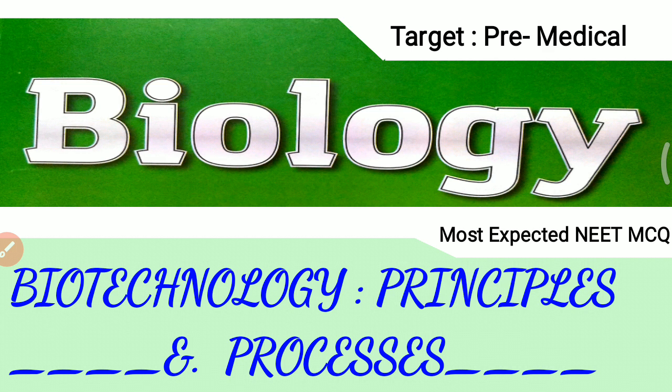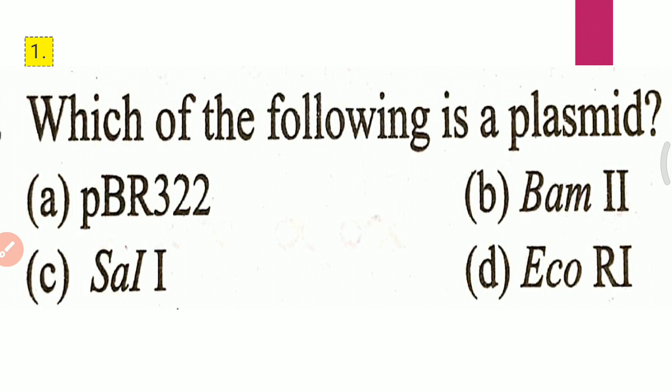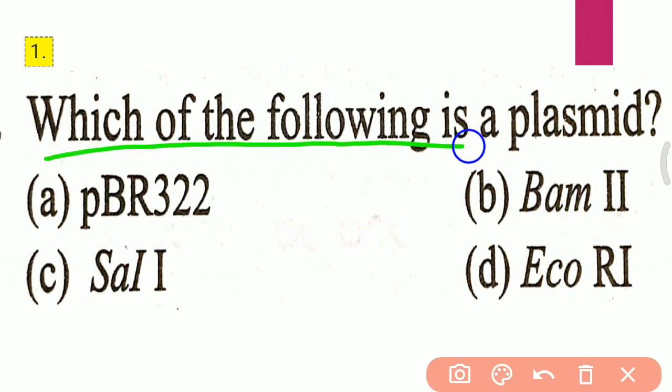So here we start our video with the first question. Question 1. Which of the following is a plasmid? A. PBR322, B. BEM second, C. Sal1, D. EcoR1. Which of the following is a plasmid? And the correct answer for the first question is A, that is PBR322.